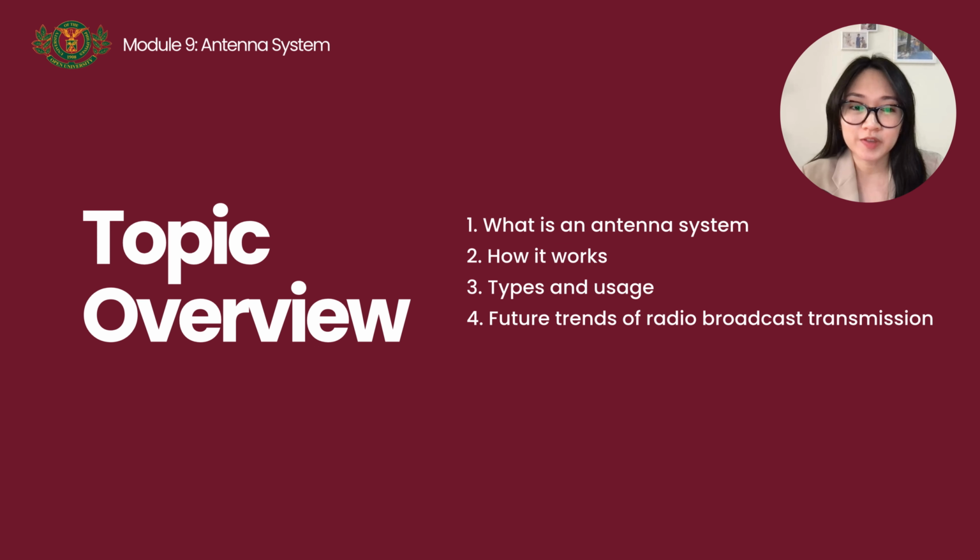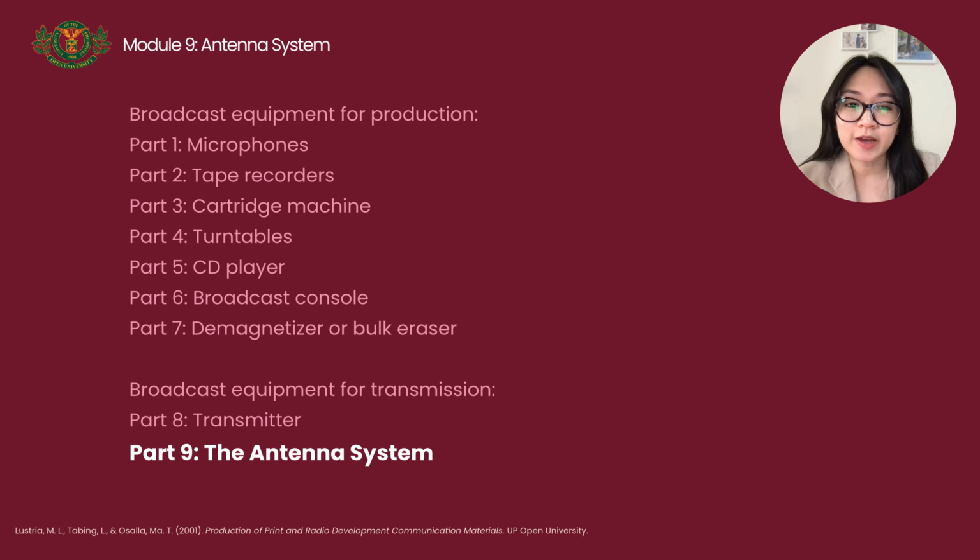Since I'm the last reporter for this module, let me also give you a quick summary of the topics that have been covered by my group mates. In the previous reports, my group mates discussed the broadcast equipment used in production, such as microphones that capture sound, tape recorders and players that store and play audio, and the broadcast console, which serves as the main control for mixing and managing audio sources. The demagnetizer, which erases recordings from magnetic tapes so they can be reused. They also discussed and reported about the transmitter, which converts audio signals into radio waves, leading to my report, the antenna system. So, what exactly is an antenna?